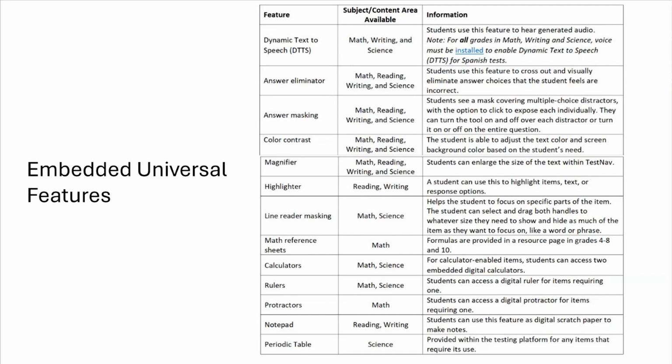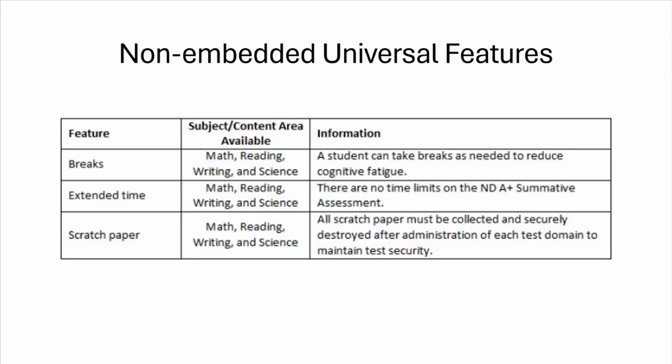Answer eliminator, they can cross out certain answers as they're narrowing down the correct answer. Masking, highlighting, line reader masking, where it grays out the rest of the screen and you can focus line by line, on the math and science. Calculators will be available in some cases on screen, some won't. Just be aware of where those tools will be and how to use them. That SRT tool, student readiness tool, will help with that.